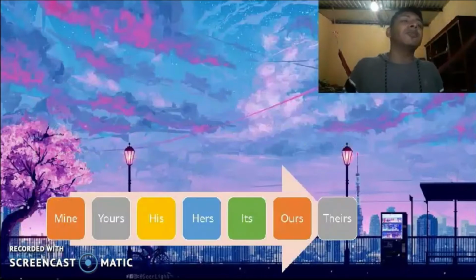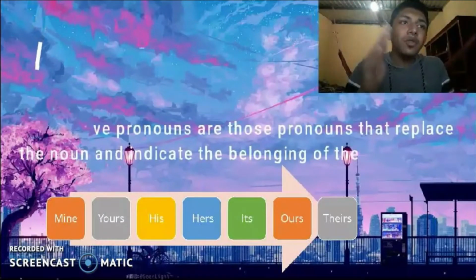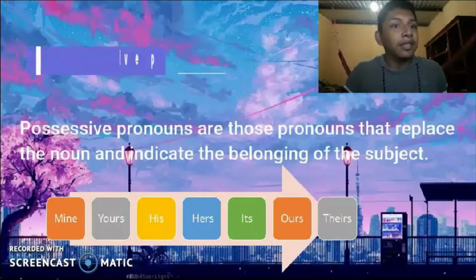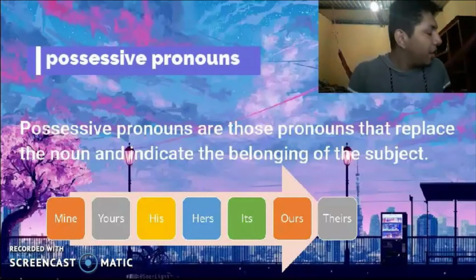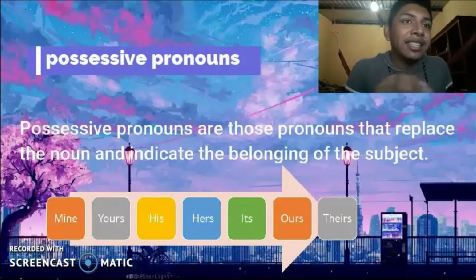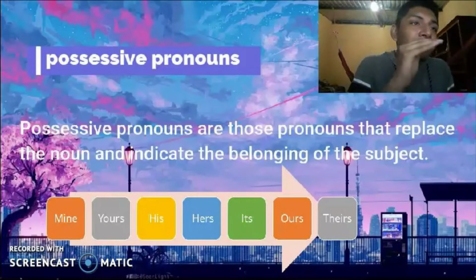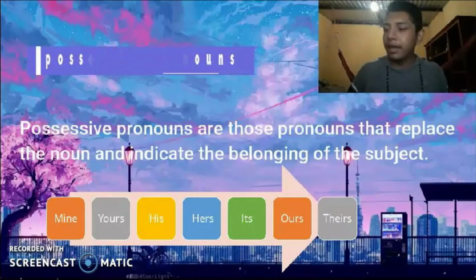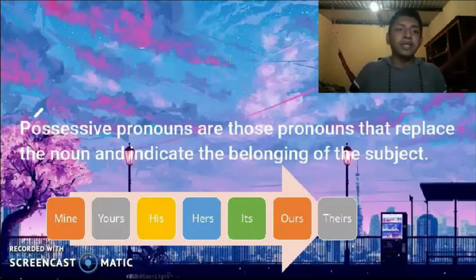Now, let's move on to the possessive pronouns. You can see on the screen which are the possessive pronouns, and these are mine, yours, his, hers, its, ours, and theirs. The possessive pronouns are very easy to understand because they are the ones that show belonging or establish a relationship of possession, right? For example, this cell phone is mine, or this house is yours.